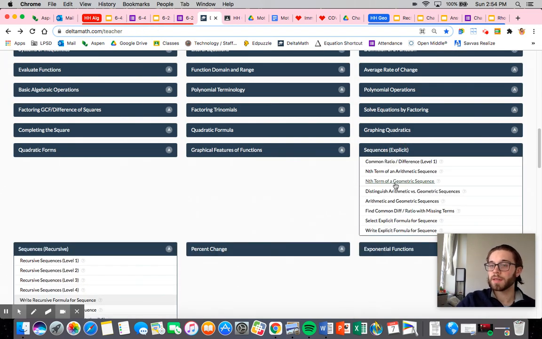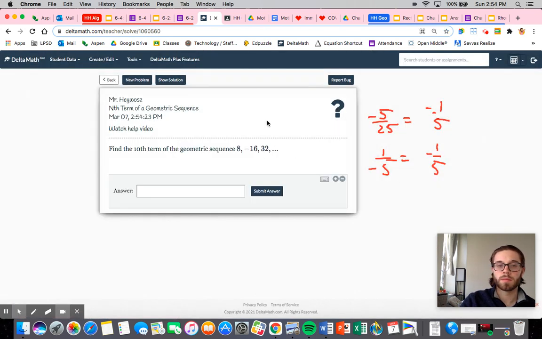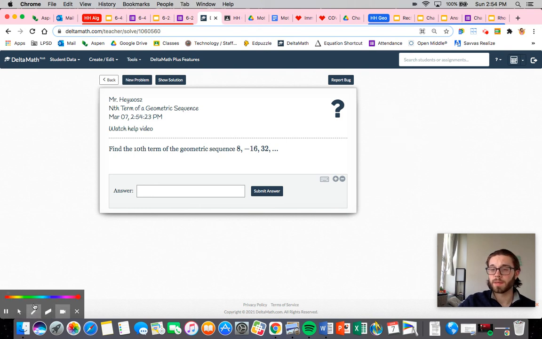All right, now let's do a little bit of practice with the explicit. So let's just find the 10th term of the geometric sequence. Now, obviously, what could I do? I could go through the process of multiplying each one repeatedly, and I would get there eventually. Maybe not quickly, but I would get there. Let's go through the process of actually writing the explicit formula.